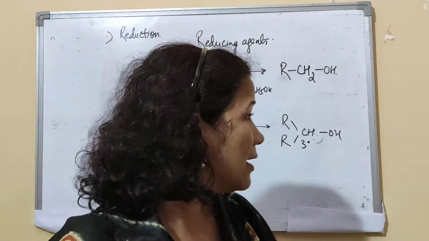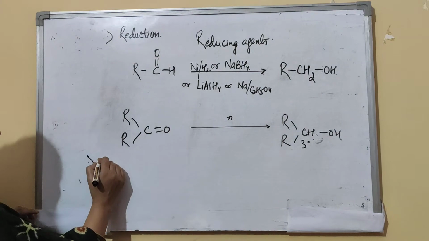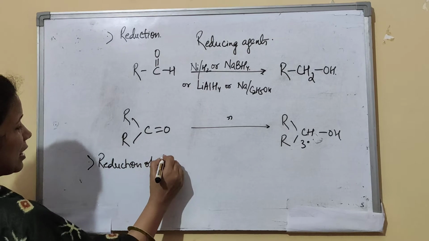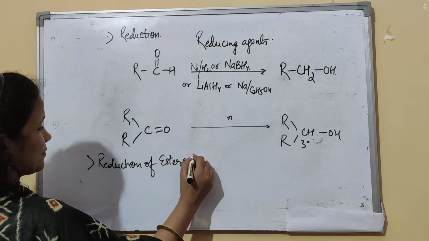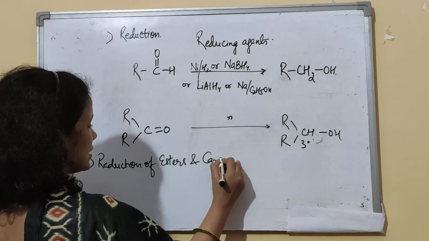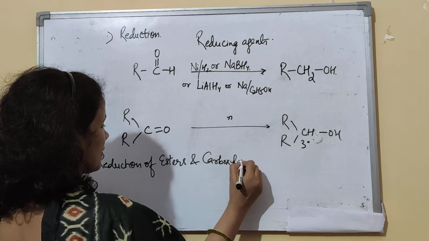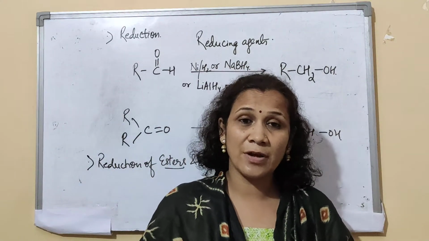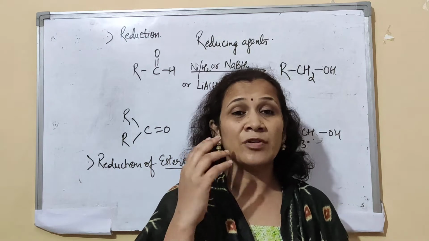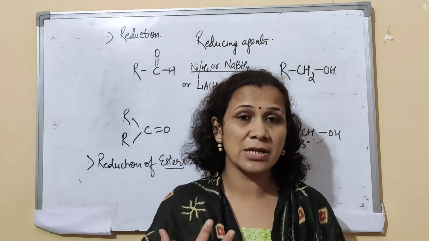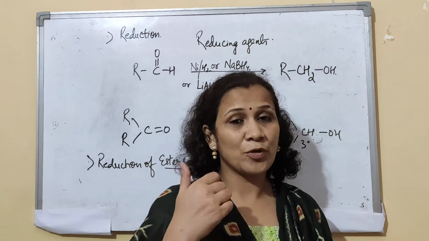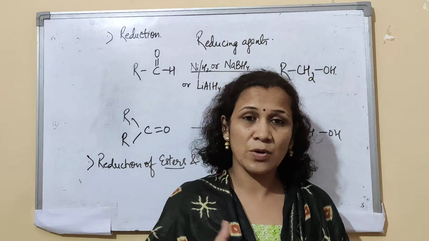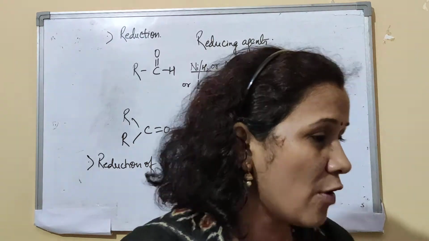Then coming to the next, that is again reduction, but that is reduction of esters and carboxylic acids. When we reduce esters or carboxylic acids, they are very strong groups, so for reducing them we really need a very strong reducing agent. For such cases, you can have either lithium aluminium hydride or diborane. Any one of them. We will see how we write the equation.